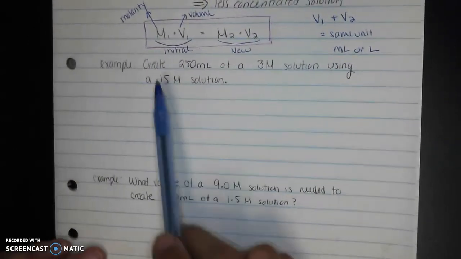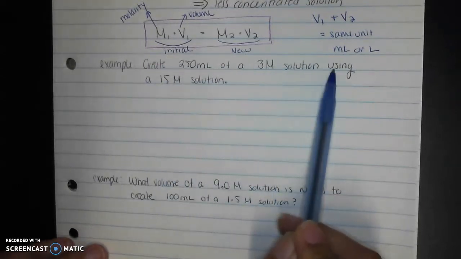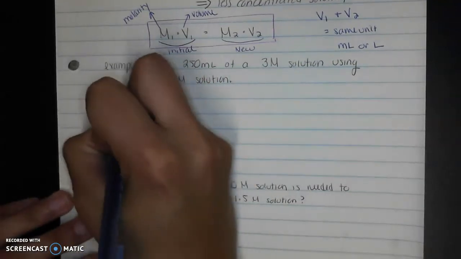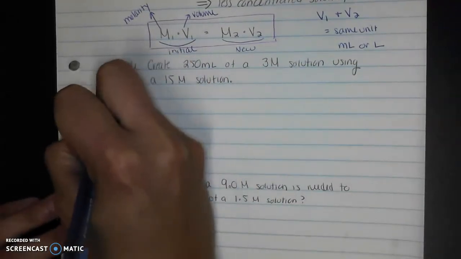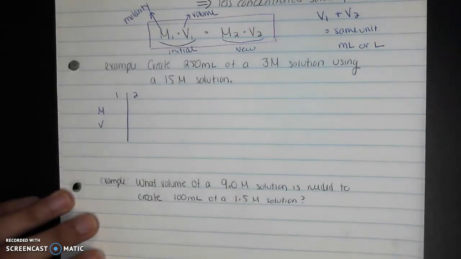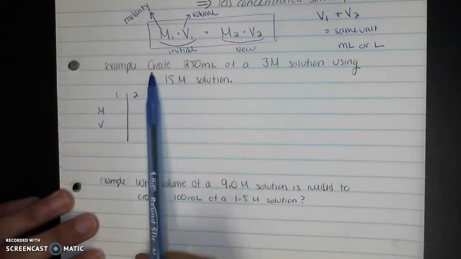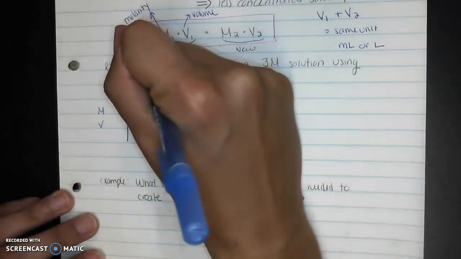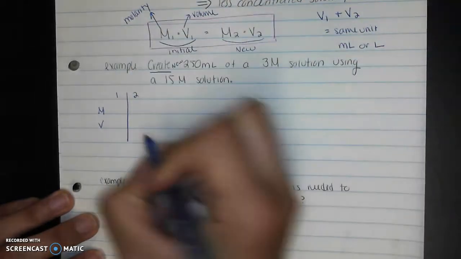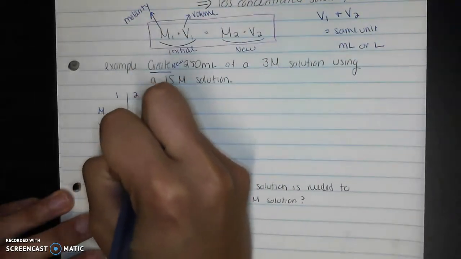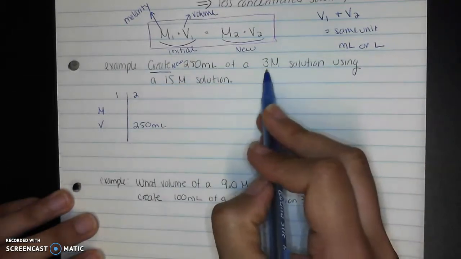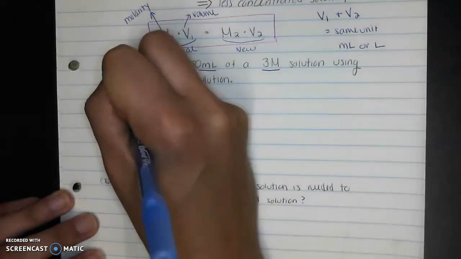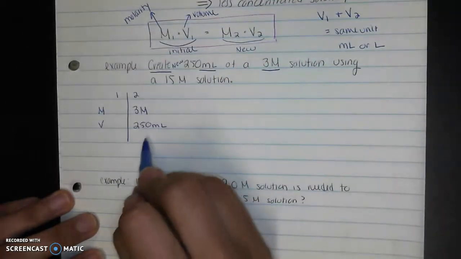So here it says, create 250 milliliters of a 3 molar solution using a 15 molar solution. So we can set up our little chart, 1, 2, M, V. Okay, so it says we're trying to create 250 milliliters. So if we're trying to create it, that's our new. So volume is 250 milliliters of a 3 molar solution. So the 250 milliliters goes with the 3 molar. So that is also our new. So this is what we're trying to create.